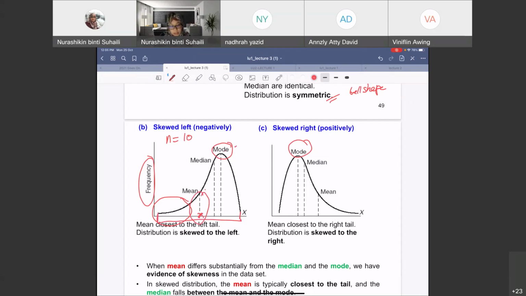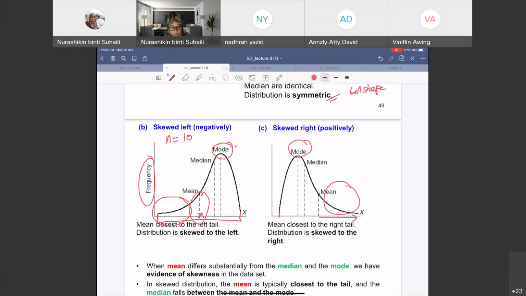When it is skewed to the right, or positively, positively means the one that goes to the right of the x-axis. So that's why this one is skewed to the right or positively. So in this case, the peak is less than the median.